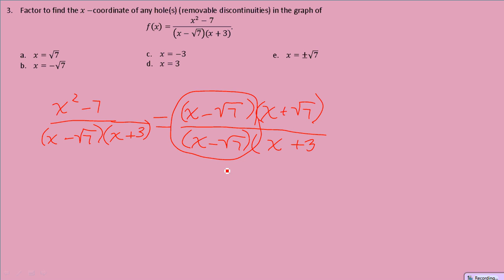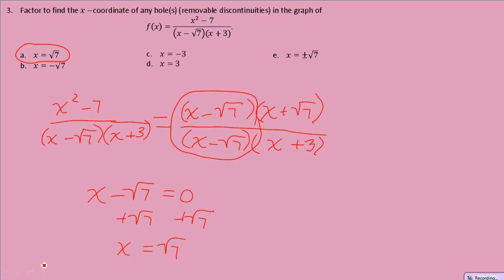So we see here that these are going to be removable. So that's my removable discontinuity. The x plus 3, that would be my asymptote, but it's not asking for asymptotes. So you should see that it's going to be positive root 7 as your answer. If you don't see that, I'll show you real quick here. We would set x minus root 7 equal to 0, and then add root 7 to both sides. So x equals root 7. Okay, so all you're doing is looking to see what could actually be removed, and that's your answer.